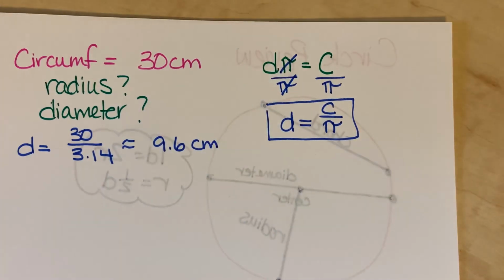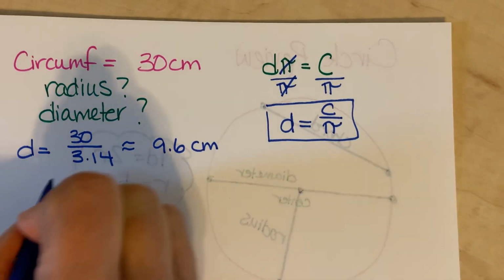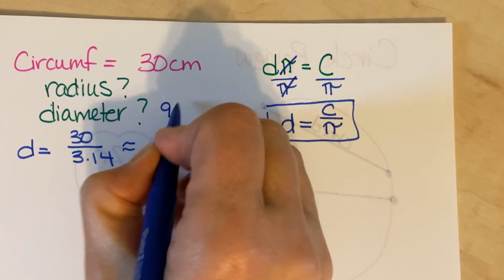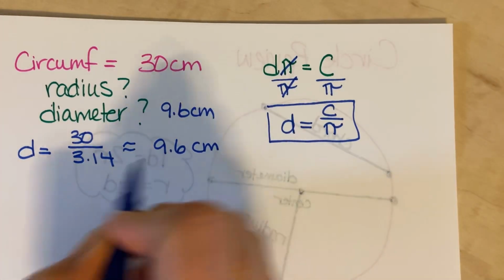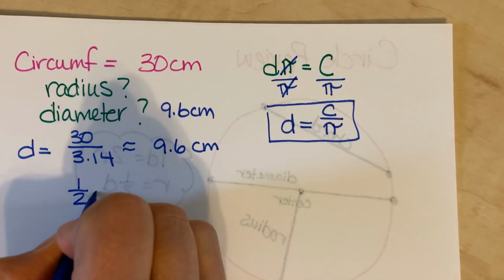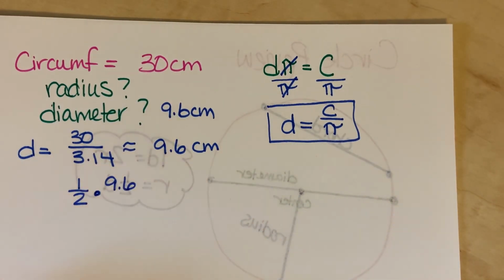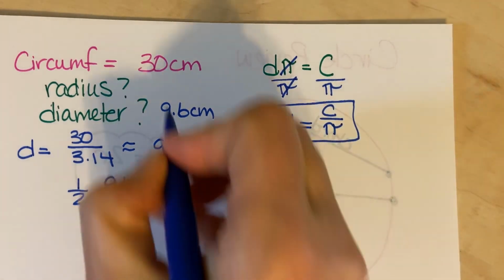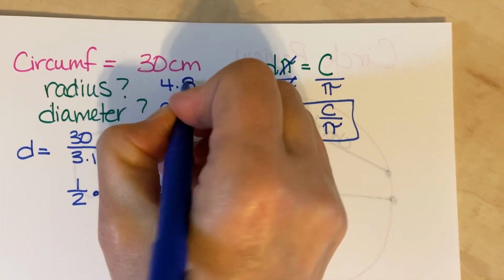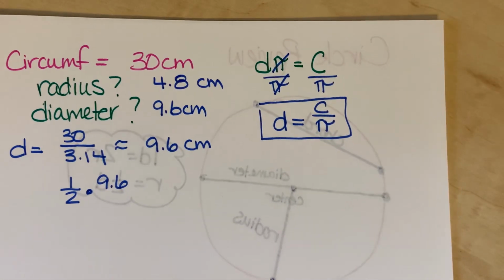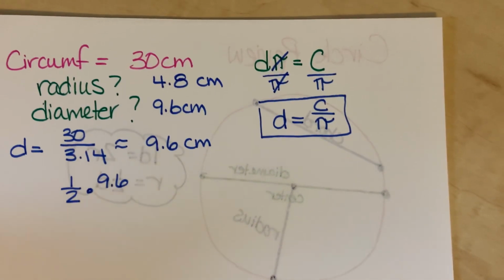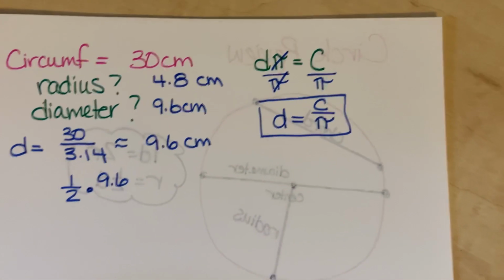So that's about 9.6 centimeters. That's my diameter. If I want to find my radius, I'm going to take half of my diameter. So 1/2 times 9.6, or 9.6 divided by 2, which would be 4.8. Okay, so I can always go backwards and I can say, okay, I know the circumference. I want to know how to find the diameter and radius.